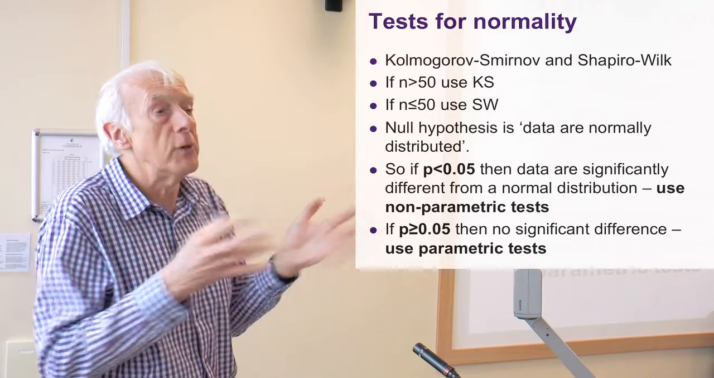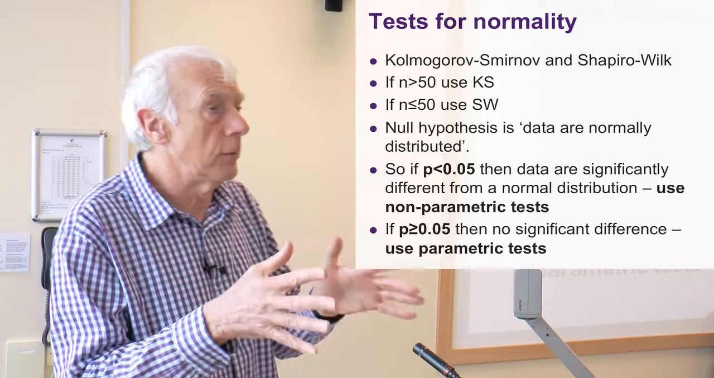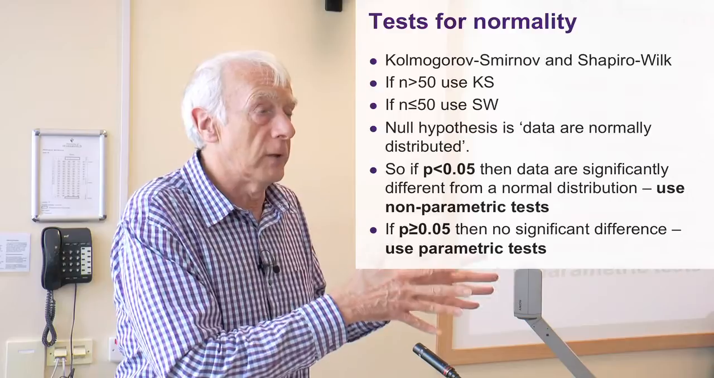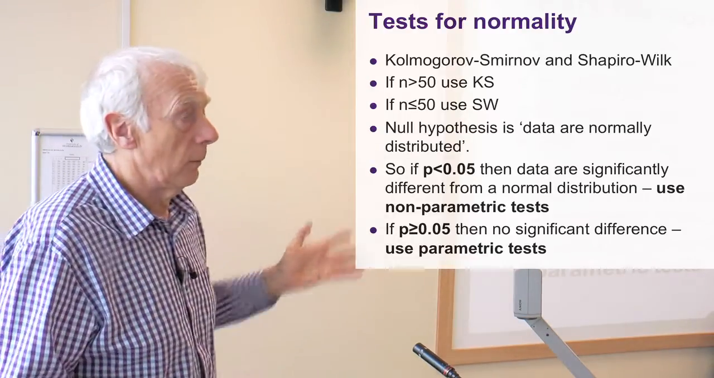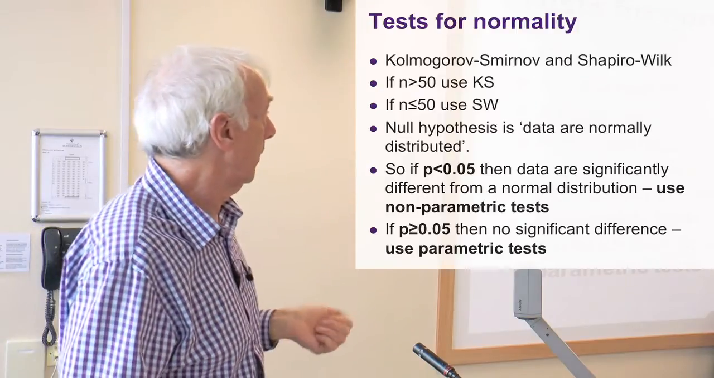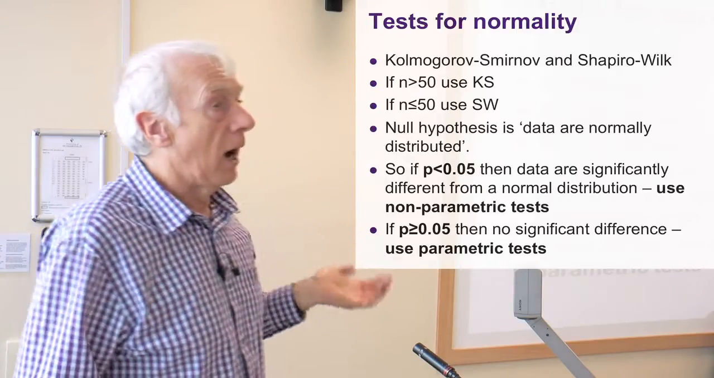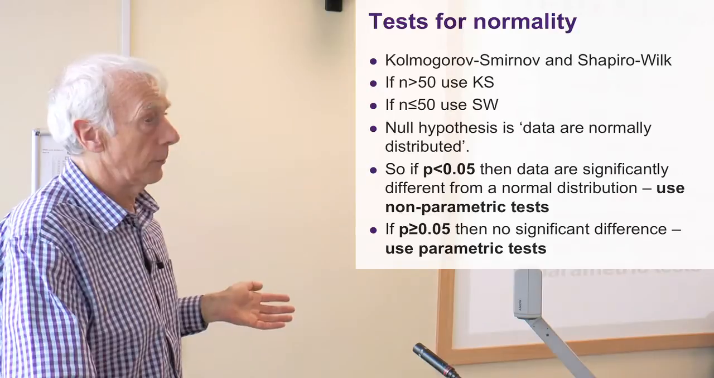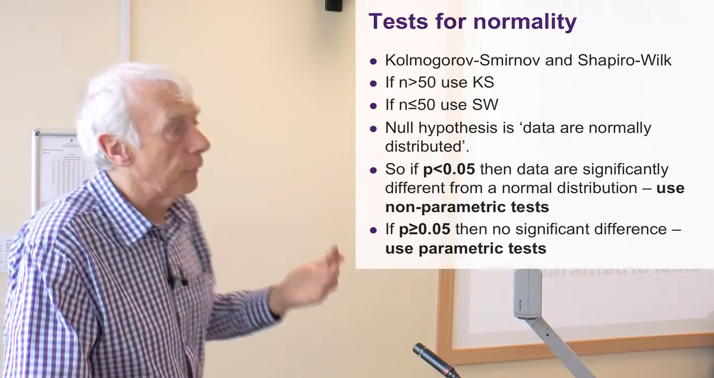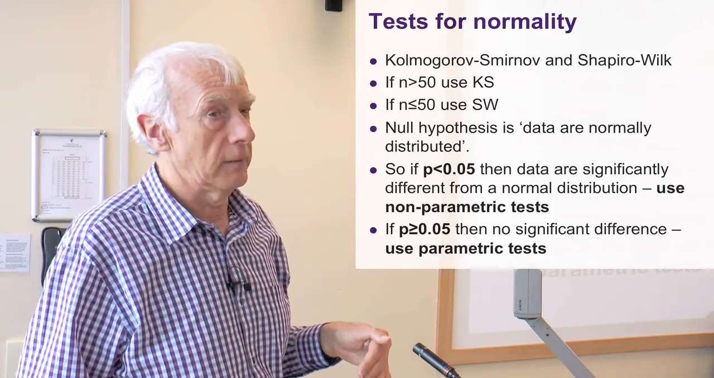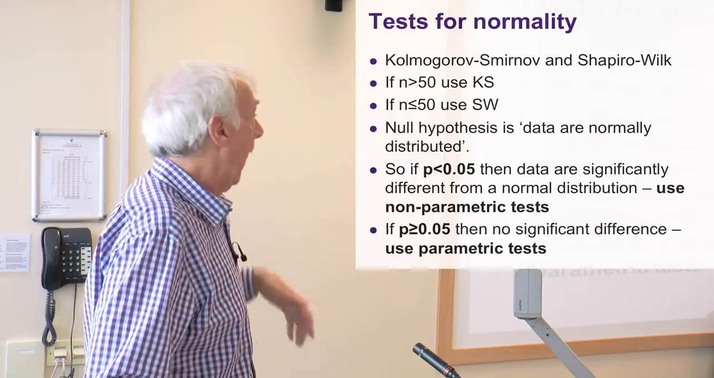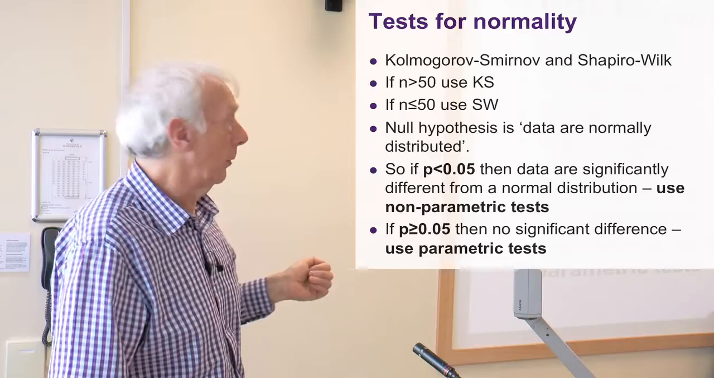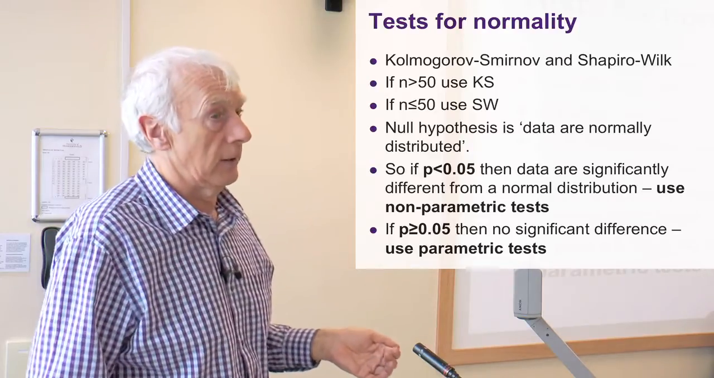So in other words, there's no difference between the distribution you've got and a normal distribution. So that's the null hypothesis. So when you do this test, if the p is less than 0.05, then the data are significantly different from a normal distribution, and therefore you should use non-parametric tests. So p less than 0.05, use non-parametric. Otherwise, if p is greater than or equal to 0.05, then you use parametric tests.